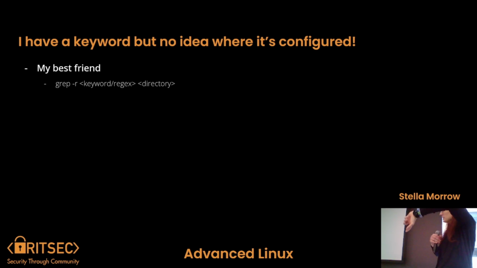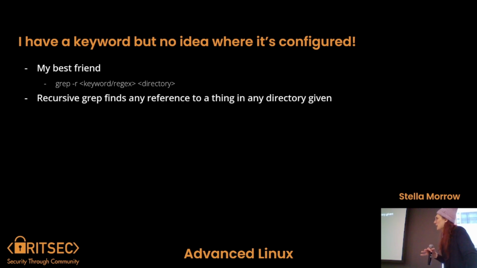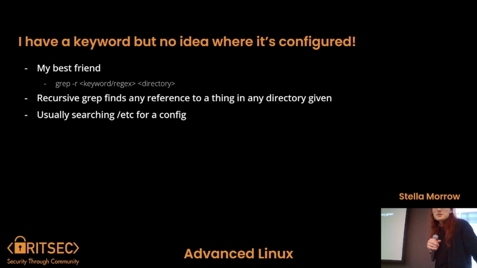So you have your keyword, which could be basically anything. Then you can find where, for instance, a user is referenced anywhere in /etc. Like, where is the root user referenced, or the ssh user? It is a recursive grep, so it finds any reference in a directory that you give it. Usually great for using in /etc, but I'll explain about other uses too.